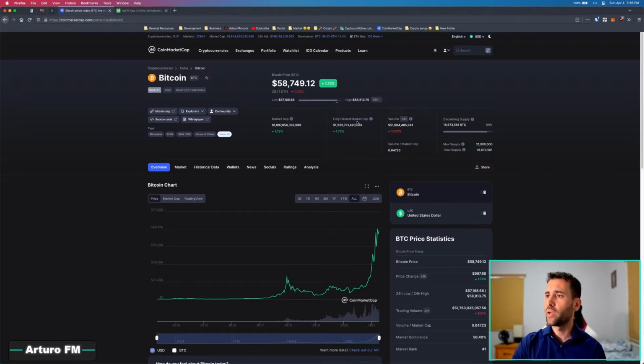Now the fully diluted market cap: if the market cap is the circulating supply times the price, the fully diluted market cap is going to be the total supply times the price. So the total supply of Bitcoin that are out there for people to buy or to mine, well, it's been mined already, right? So that is the fully diluted market cap. And if you pay close attention to this number, it keeps going up. Why does it keep going up? Because people keep mining it.